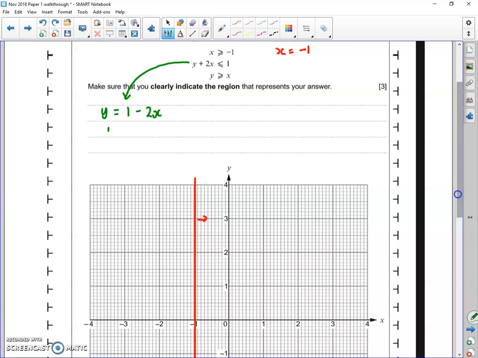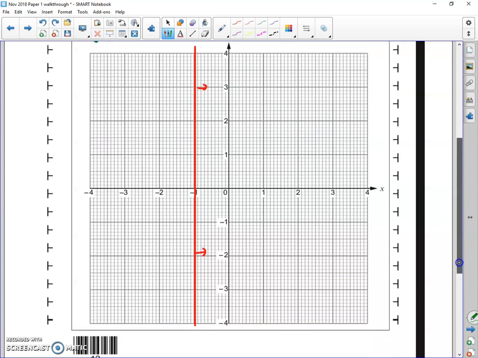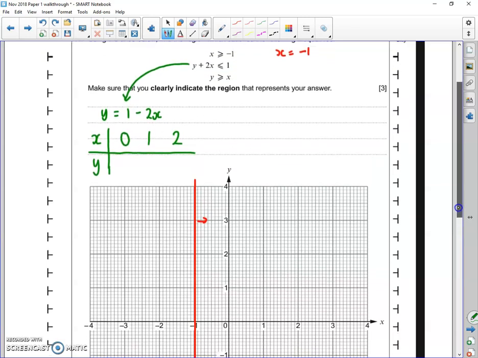Then I'm going to make a table. You can get away with two values, but it's risky because if one of them's wrong, your whole line will be wrong. So generally, I always do 3 values. Then if one of them's wrong, you should notice. So I'll do the 3 easiest values I can think of, which is 0, 1, and 2, and hopefully they will fit onto the grid.